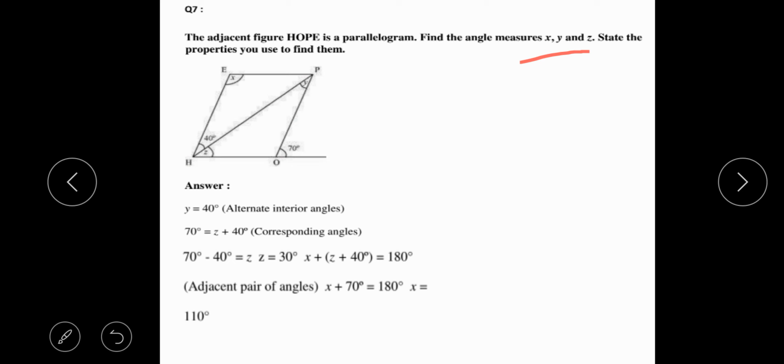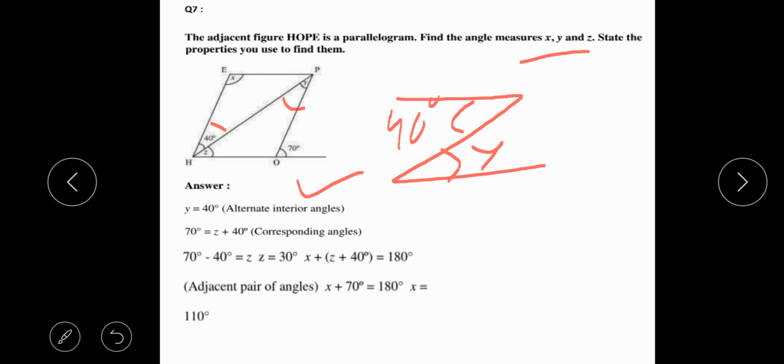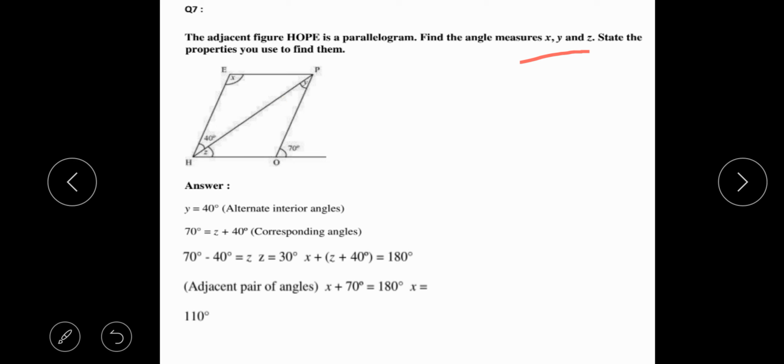See, this angle is your 40 degree and this is your y. So I already told you, in Z formation these angles are always equal and these angles are called alternate interior angles. So this is your y and this is your 40 degree. So y is equal to 40 degree because of alternate interior angles. And also 70 degree is equal to z plus 40 degree. See, this angle and this angle are corresponding angles. So we know corresponding angles are also equal.